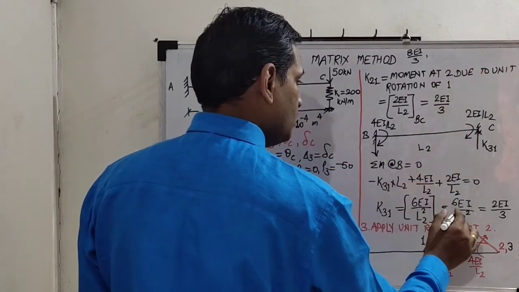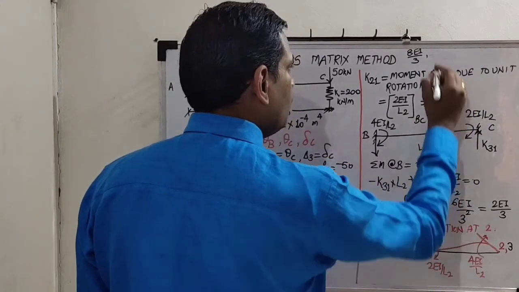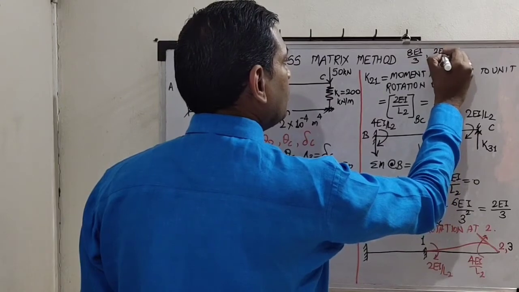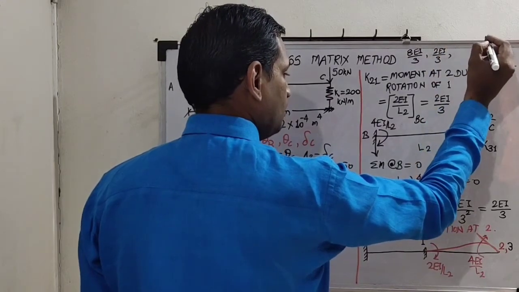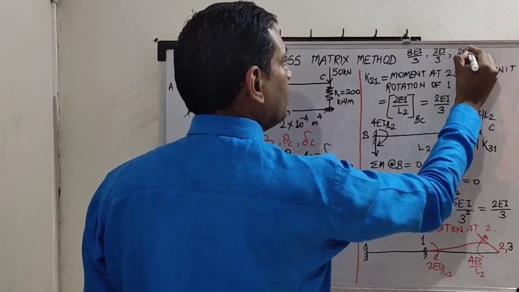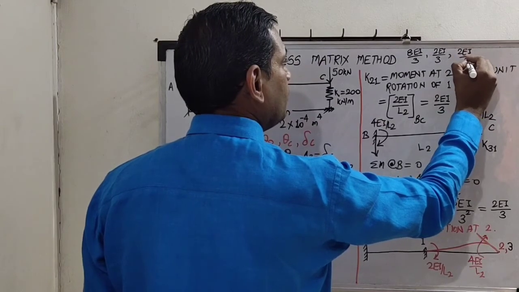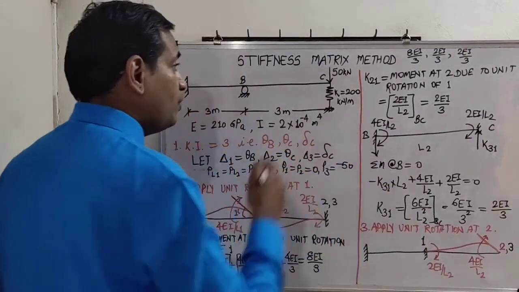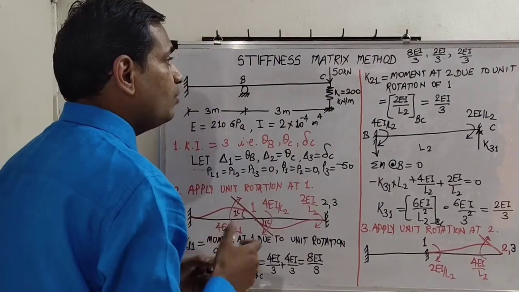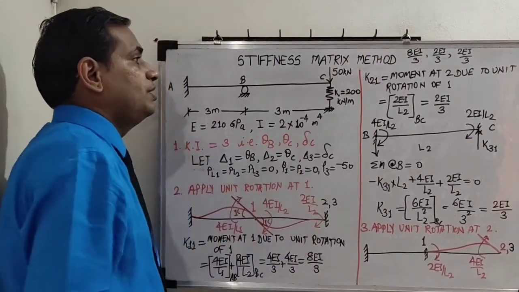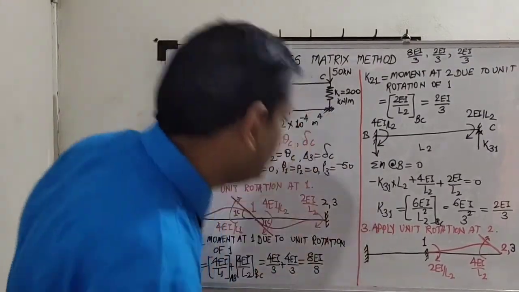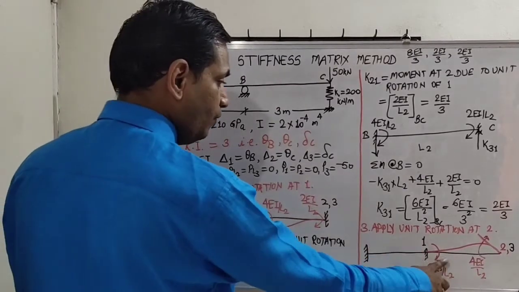Second value is 2EI by 3. Third is 2EI by 3 again. Okay. Just for reference we are writing them down because we will need them at a later stage. Now we will continue from here.